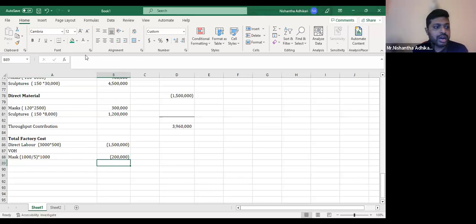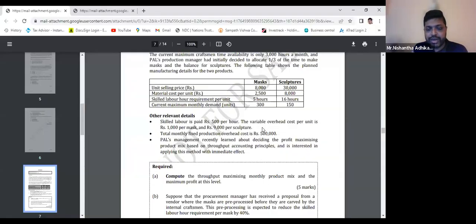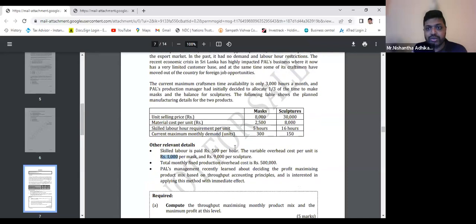At the moment, how you have allocated the production, I will show you: 5 hours required per unit, because variable overhead varies with labor hours, right? Therefore, 1,000 rupee per mask means per hour it should be 200 rupees. At the present situation, what is the allocation? 1,000 hours for mask, 2,000 hours allocated to sculptures, right?